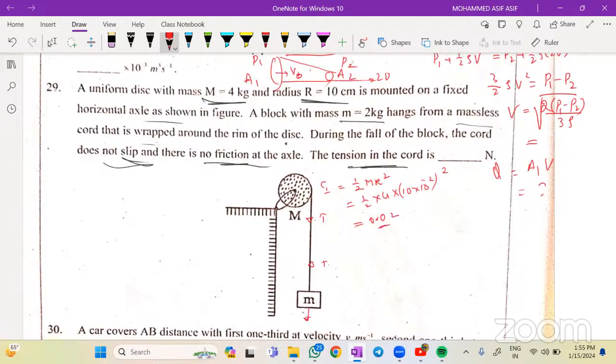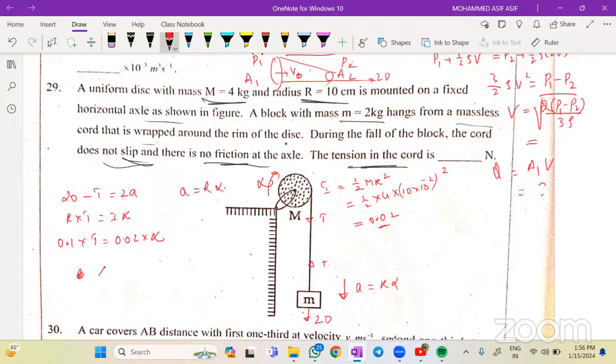On the block, look, the mass is 2 kg, so 2g, that is 20, and the tension T acts on it, and its acceleration will be a equal to R into alpha, isn't it? Now write the equation of motion. The tension T, and this is rotating with angular acceleration alpha. As the body is moving in the downward direction, 20 minus T will be equal to 2a, and R into T will be equal to I into alpha. Radius is 0.1 into T is equal to 0.02 into alpha. Also I know the relation a is equal to R into alpha, so alpha is equal to a divided by R.